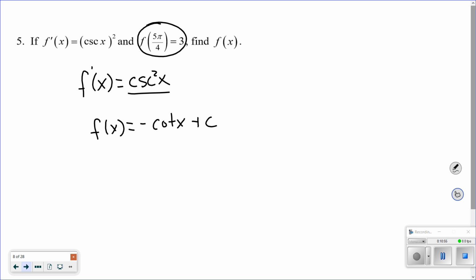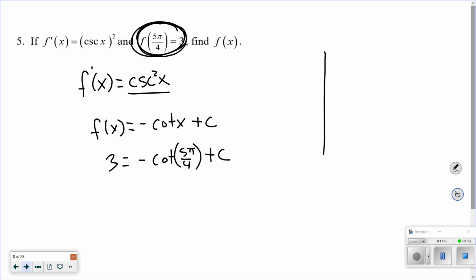Now, normally we'd be done there, right? But because I have this initial condition, I can figure out what c is. So I know when I plug in 5 pi over 4, it has to come out to be 3. So y has to be equal to 3 when I plug in 5 pi over 4. I'll solve for c. So I need my units.